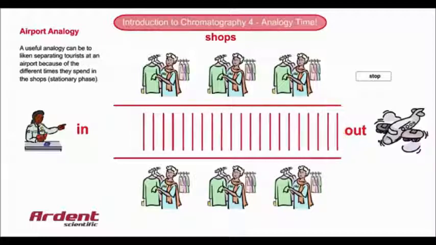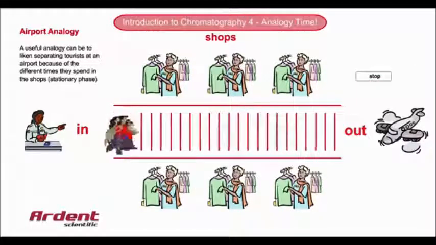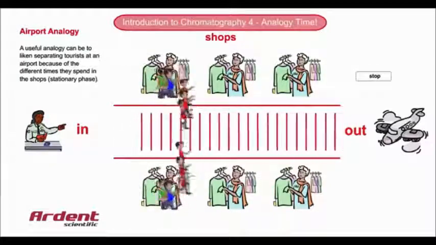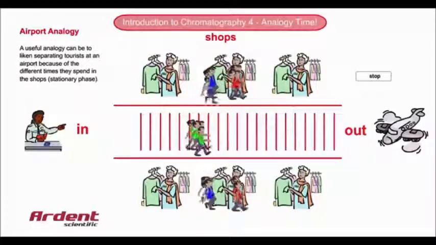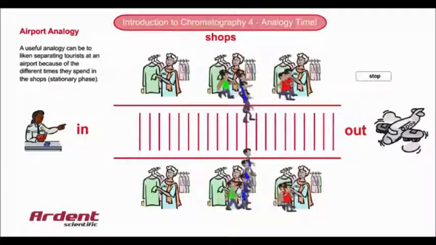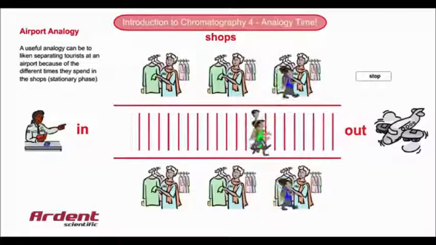You can use your imagination here to think, how could we change the order of the tourists entering the plane? Well, say, instead of clothes shops, we replace these with cafes. Now the red tourists, well, they love a coffee, so they now spend much more time in the cafes and come out last. You can see what effect changing the stationary phase can have.